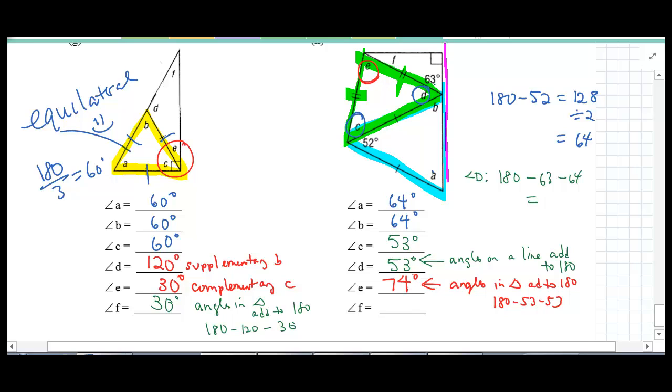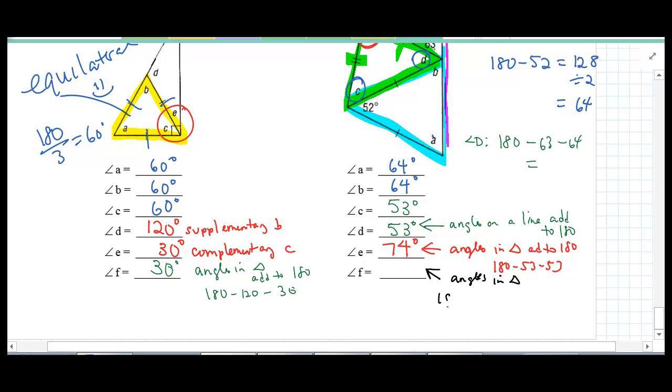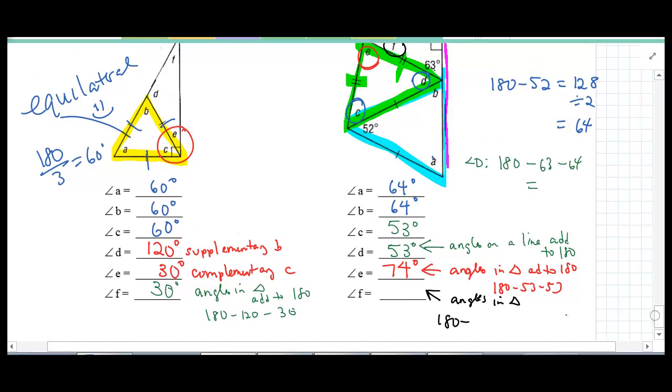And item F, well, that is just the third angle in a triangle. So once again, angles in a triangle, they add up to 180. I'll say 180, take away 63 and the right angle 90, and that would be 27 degrees. I hope this was a good review.